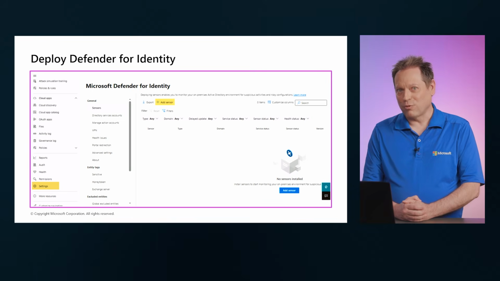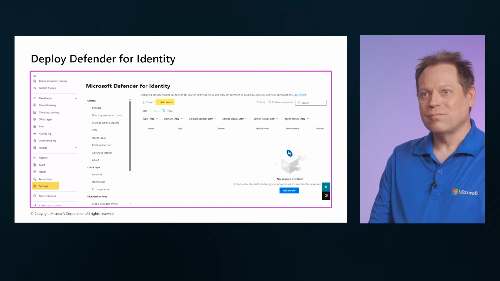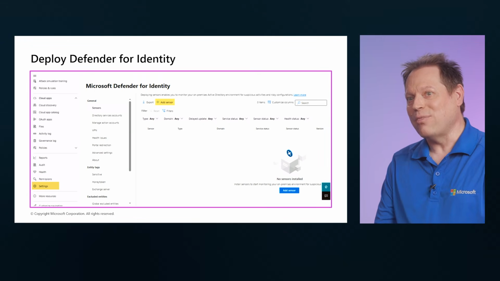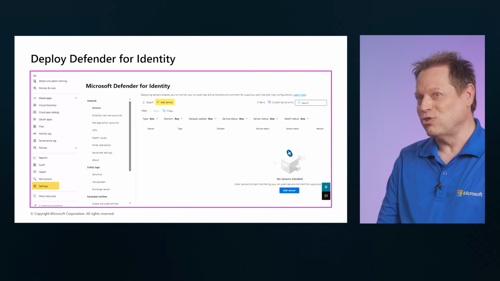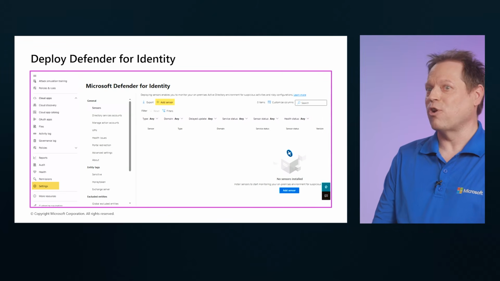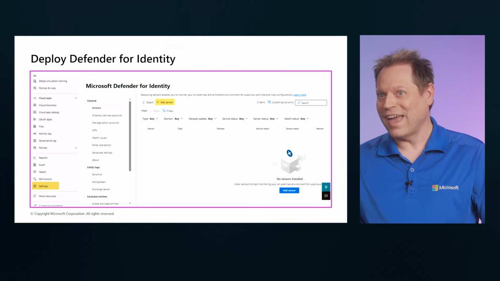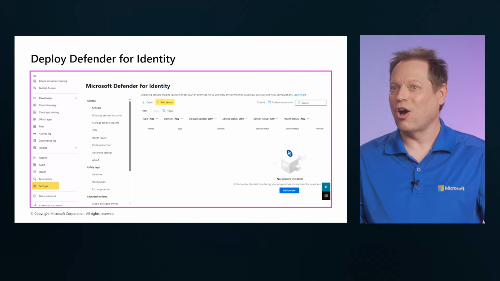Deployment is managed through the portal. To add and manage sensors, go to Settings, select Identities, and then under the General area, choose Sensors. From there, you can onboard sensors, confirm connectivity, and ensure the right domain controllers and identity services are being monitored.